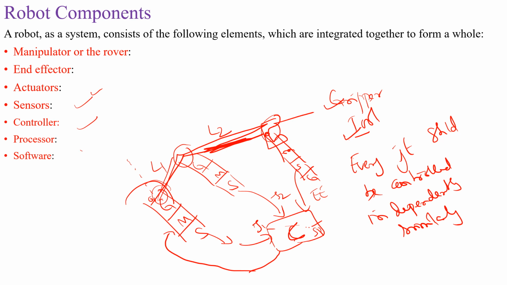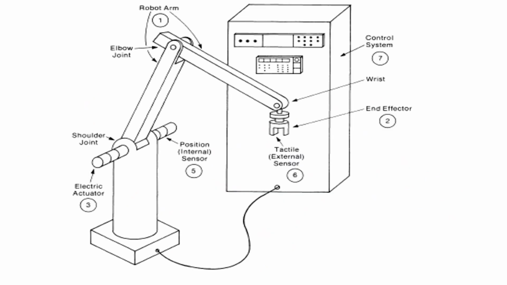Then the processor is your computer, or your controller is a processor. You can use Arduino or Raspberry Pi, any processor you can use to do the processing. And we need software to implement that. So these are the robot components.